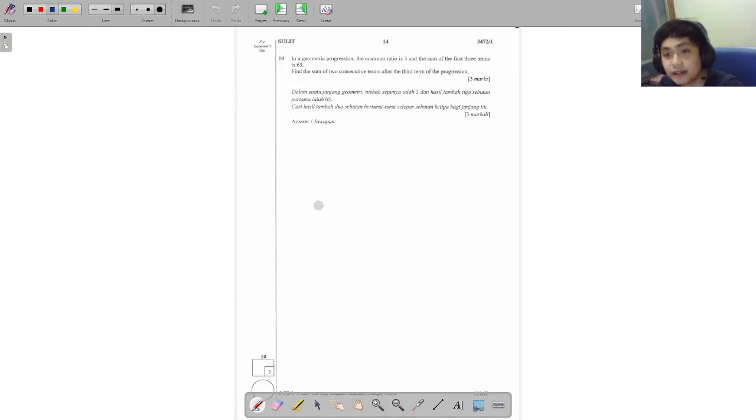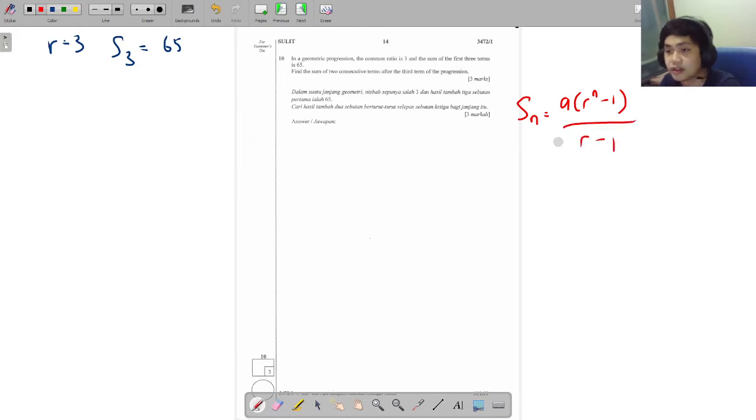Right? So number 10, in a geometric progression, the common ratio is 3. The sum of the first 3 terms is 65. So r equals 3, S3 equals 65. Find the sum of 2 consecutive terms after the third term. Normally, what students would think when they see S3 is that we are going to use the Sn formula, a(r^n minus 1) over r minus 1, because r is greater than 1. But the problem here is that you know what r is, you know what 65 is, but you don't know a, so you have to find out what a is.